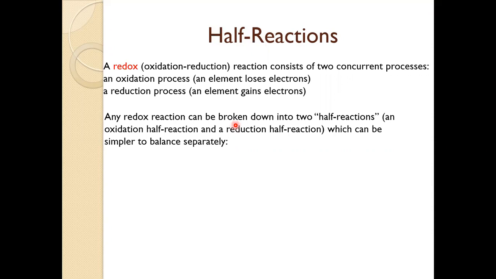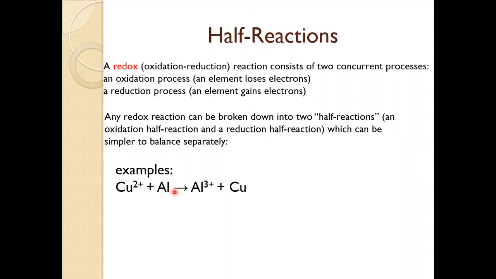As we'll see in this method, once we've broken it down into two half reactions, we are going to balance those two half reactions separately, because it's usually a little bit simpler, and then towards the end, recombine them to get our overall balanced reaction back. So here are a couple of quick examples of how to take a redox reaction and break it down into two half reactions. These are the same two examples we were able to balance by inspection in the last lesson.